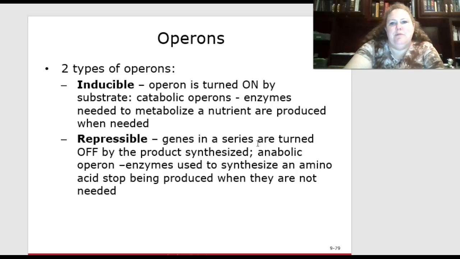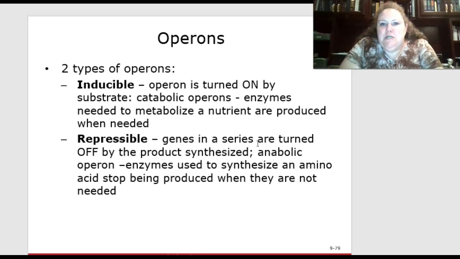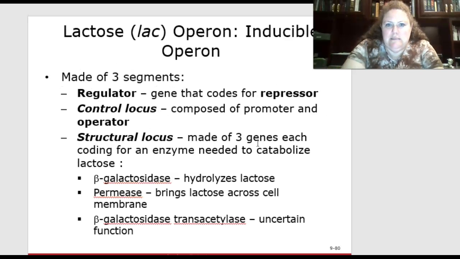Okay, so inducible operons, this is when the operons are turned on by the substrate. These are catabolic or breaking down operons, and those enzymes are needed to metabolize a nutrient, and they're produced when needed. We also have repressible, and these are genes that are in a series that are turned off by the protein that's being made. And these are anabolic or building operons. And these are enzymes that are used to synthesize or make an amino acid, and they stop being produced when they're not needed anymore. So it's kind of like an on-demand system.